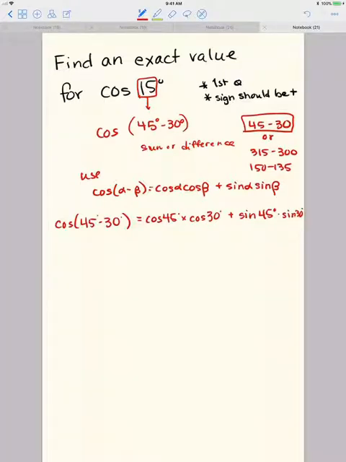In getting those values from the unit circle, the cosine of 45, which is just the x-coordinate, is the square root of 2 over 2. The cosine of 30 degrees is the x-coordinate, so that's the square root of 3 over 2, plus the sine of 45, the y-coordinate at 45 degrees, which is square root of 2 over 2, and the sine at 30 degrees is the y-coordinate, which is 1/2. All right, so we have our values. Now we need to multiply, clean up, combine what we can, and give a final answer.